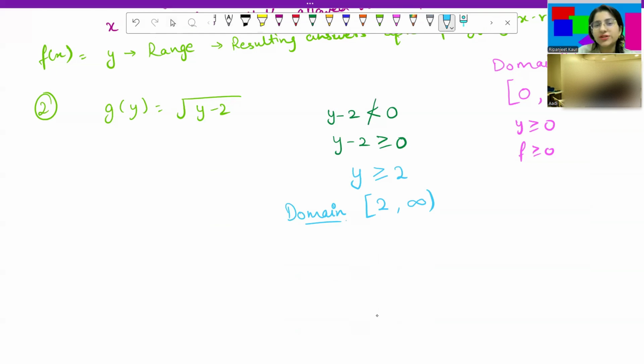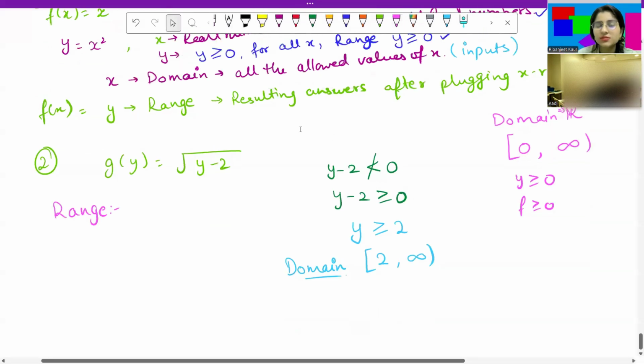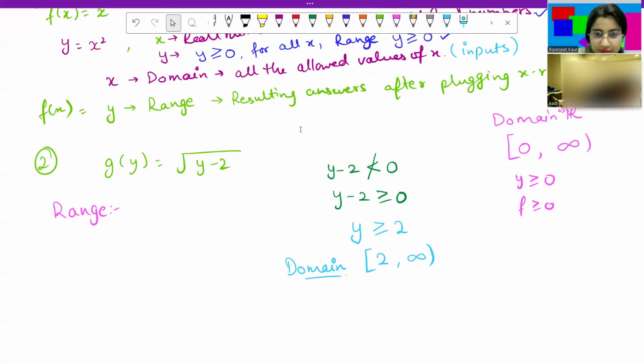Range we have not calculated yet. Whatever they are talking about, we have not calculated yet. We just calculated the domain. Now we want to go for the range, right? Now what is the range? It's the answers you get after plugging in x values. Yes. So that is going to be our range.